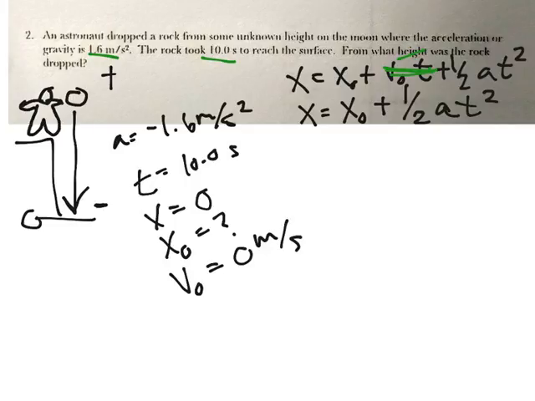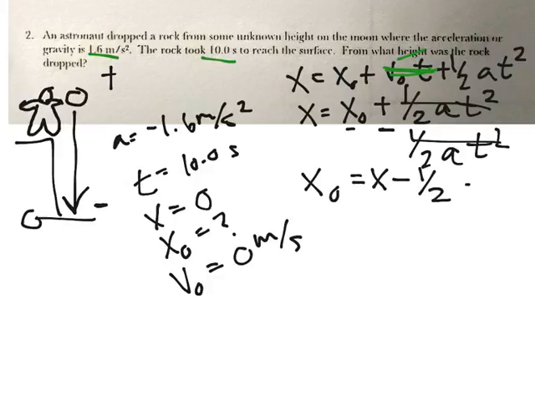So don't be so confused by this jumble of things here. We don't care that they're all together. We only care that they're currently being added to this x naught. So we only have to subtract it. That's all we need to do. So the whole thing is x naught's going to be all by itself here. It's going to be equal to x minus 1/2 at squared. Now we get to just plug in some numbers.